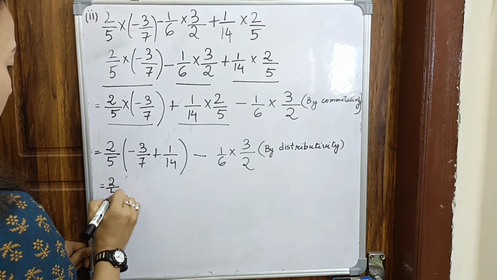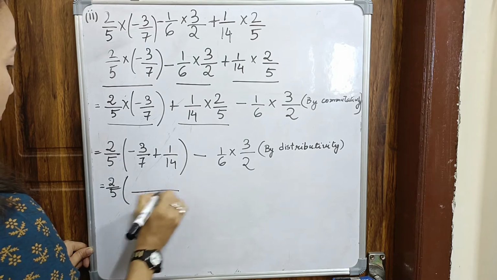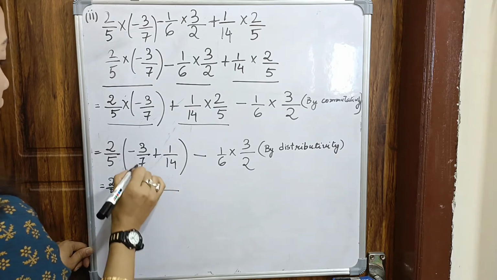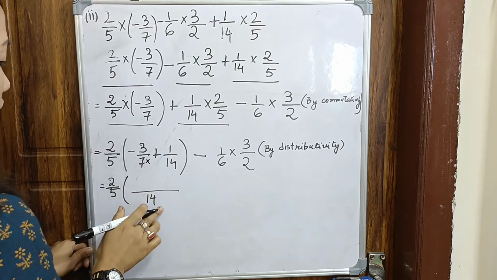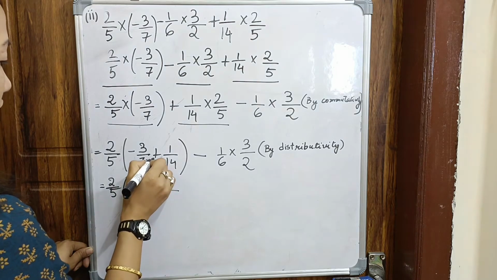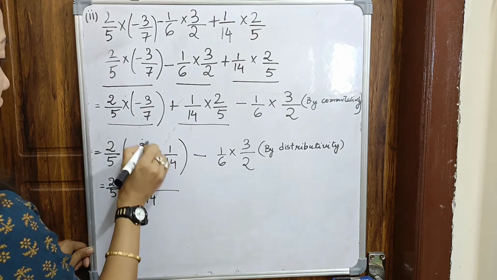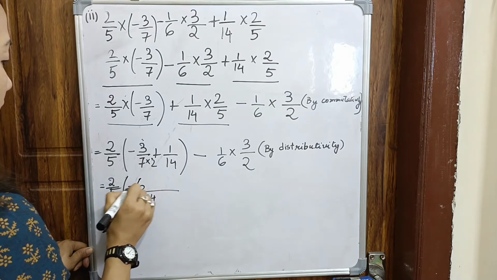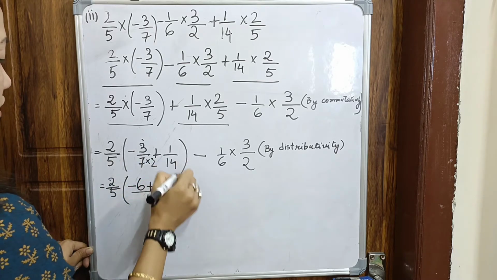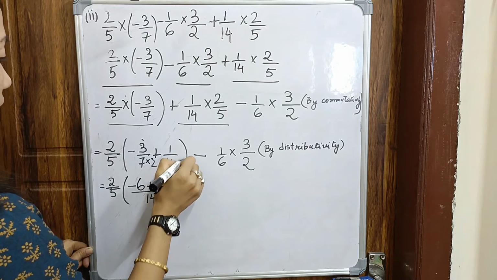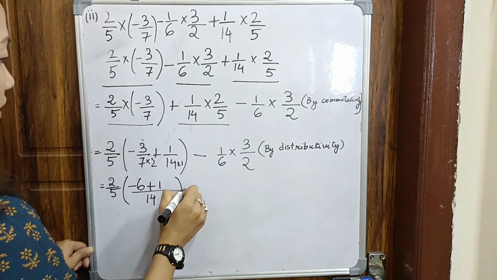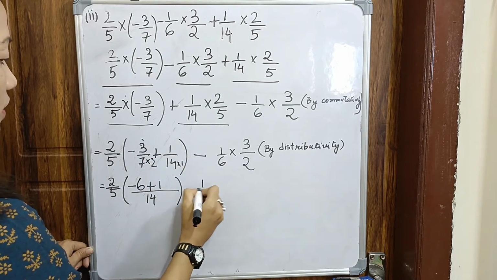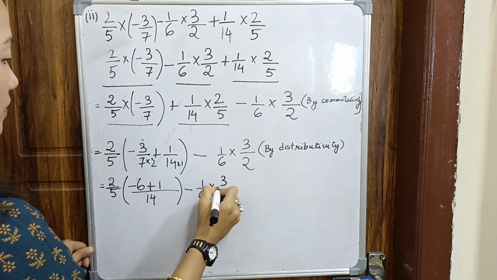2 by 5 into, we'll take LCM as 14. So 7 into how much is 14? 7 2s are 14. Again with this 2 we'll multiply this 3. 2 3s are 6. And don't forget to write the sign. Plus 14 into 1s are 14. 1 1s are 1. Minus 1 by 6 into 3 by 2.